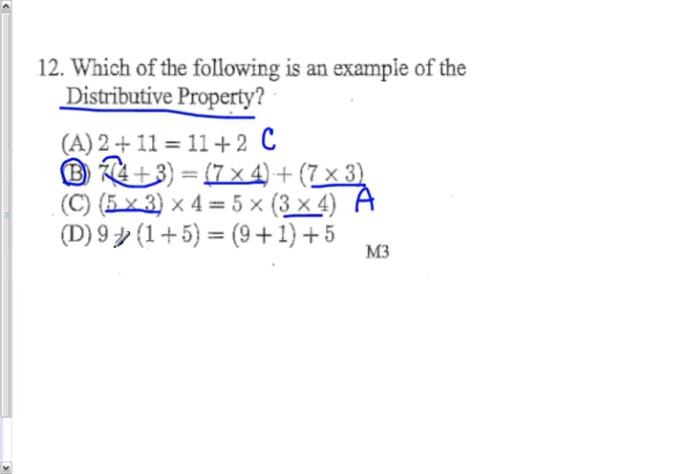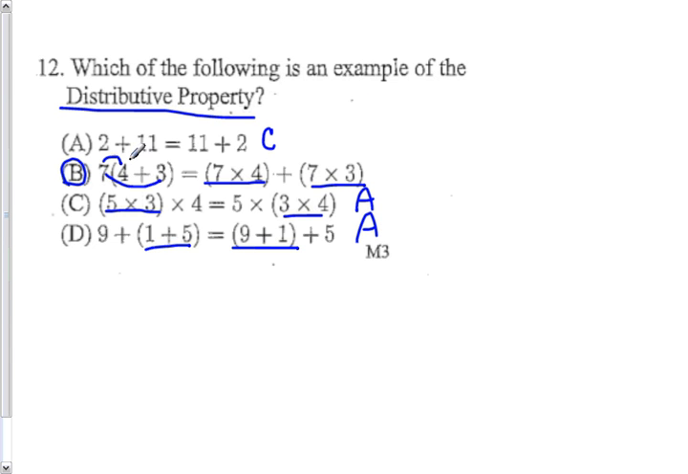And D is 9 plus, in parentheses, 1 plus 5 equals, and then parentheses 9 plus 1. All right, our order is still the same. And again, we've changed our parentheses on this, which is another associative property. So those are our number properties.